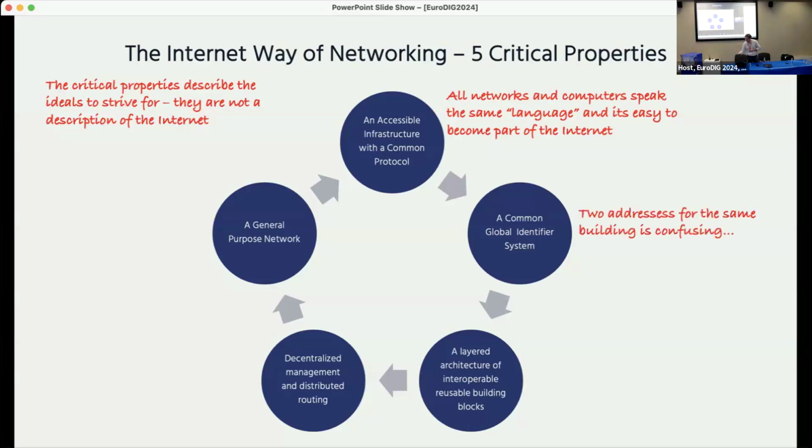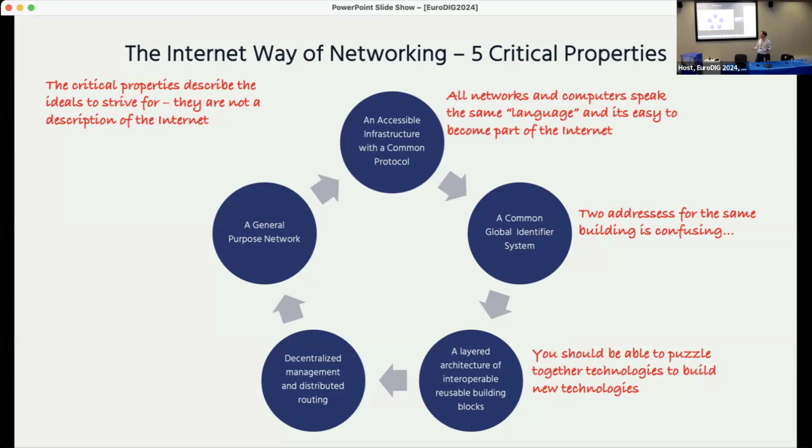And for the second critical property, a reminder of why this idea of a common global identifier system is important. Well, if you have two addresses for the same building, it's very confusing. So we need a common identifier system in order to avoid this confusion, because with that confusion comes fragmentation.